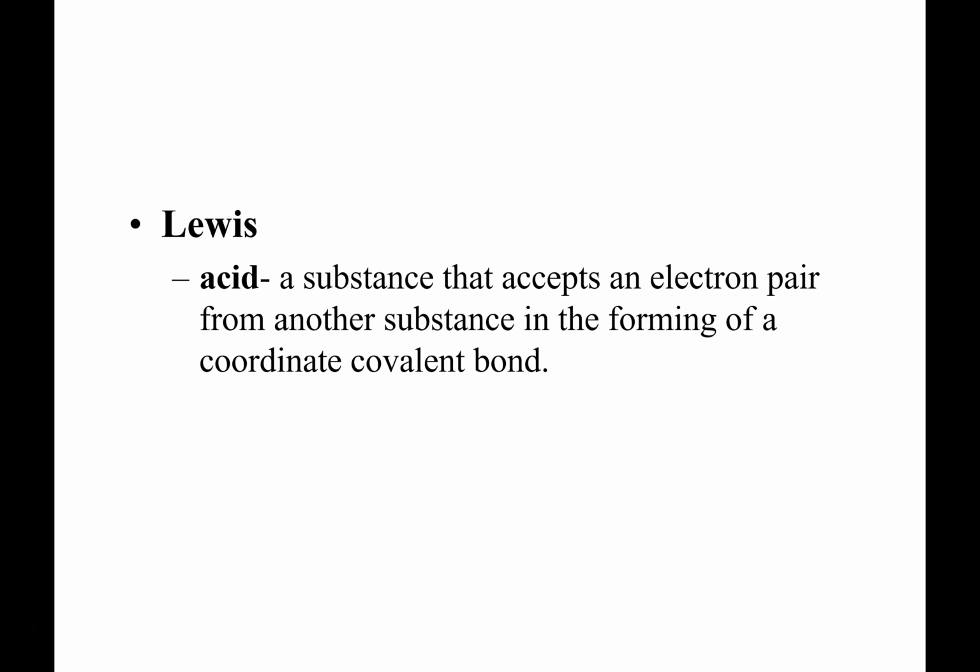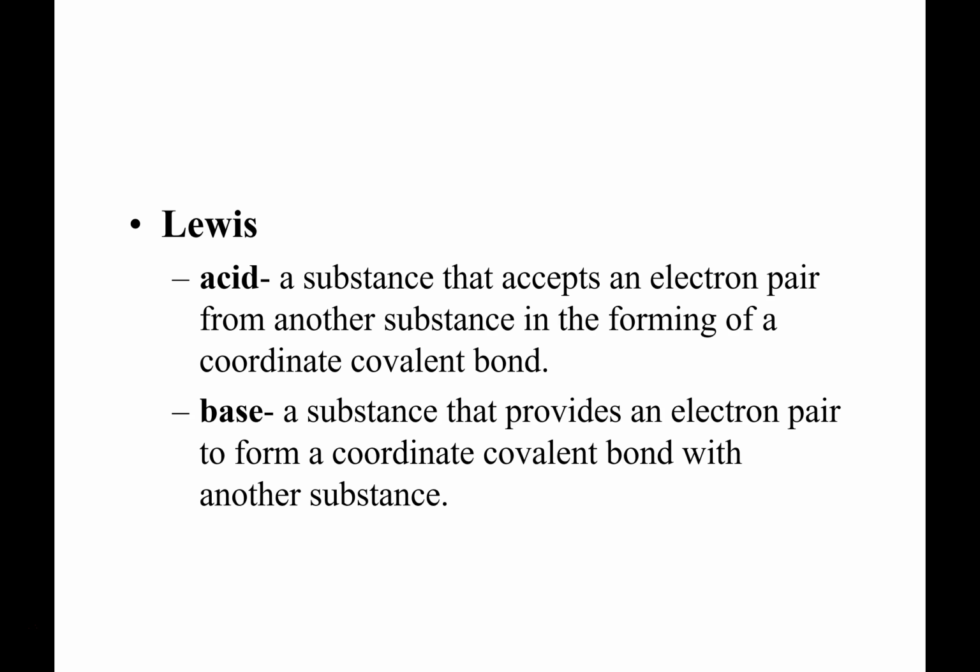An acid is something that will accept an electron pair from another substance, and it will form a coordinate covalent bond. In a covalent bond, electrons are shared. A coordinate covalent bond basically is when both of those shared electrons came from one atom. And the base is the one that donates it. The acid accepts the dot dot, the base provides the dot dot. So a base is something that provides an electron pair to ultimately form a coordinate covalent bond with another substance.